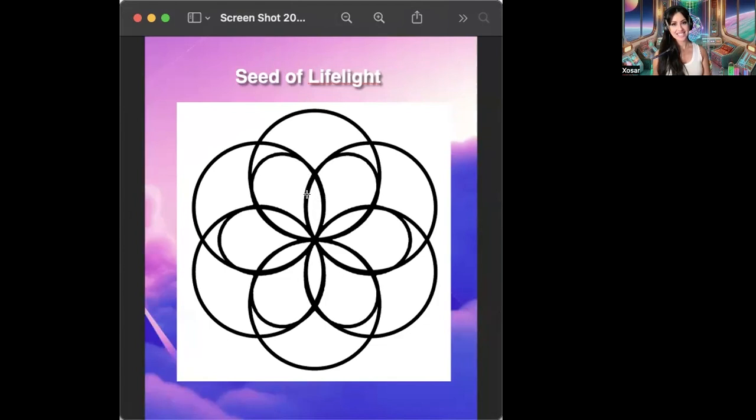And as you can see, the flower pattern in the middle is an identical geometry. This geometry is the exact same. The only difference are these little spiral curves in the seed of light that allow for this perpetual motion movement.